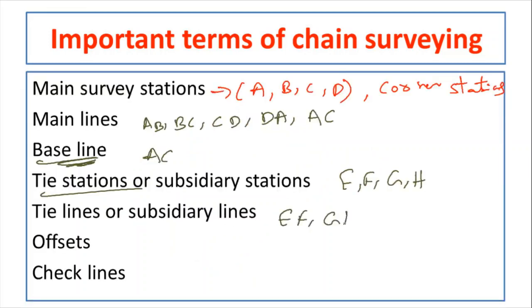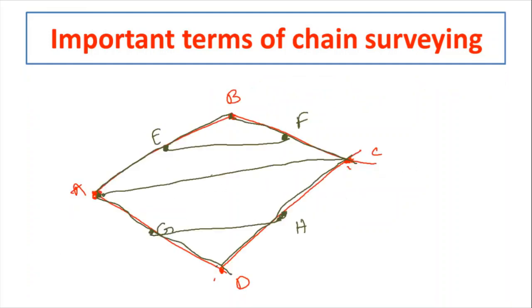So what are the tie lines in the diagram? EF and GH. Then if there are any objects, buildings, or trees in the field, suppose there is a building here, let us call it 1. Then the line drawn to the building from the nearest survey line, the line drawn from the nearest survey line to the object or the building or the tree, is called an offset. Suppose this is 1 dash here.